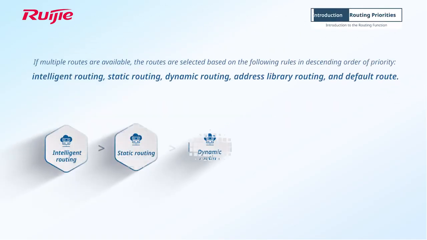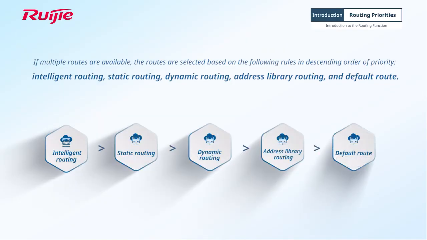If multiple routes are available, the routes are selected based on the following rules in descending order of priority: intelligent routing, static routing, dynamic routing, address library routing, and default route.